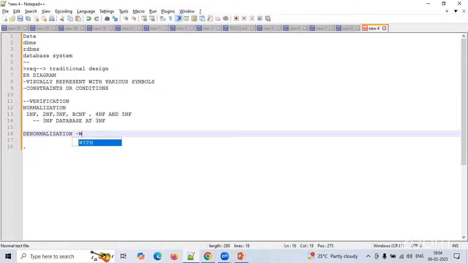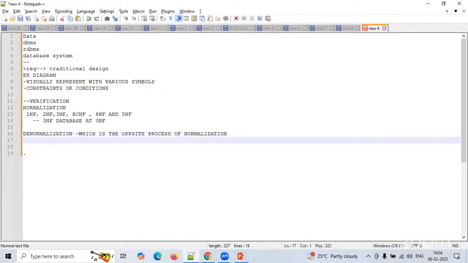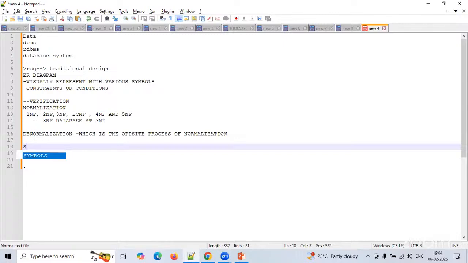Then we also discussed denormalization, which is the opposite process of normalization. So this is what we have discussed in the last three sessions. Today, in the fourth session, we start with SQL.